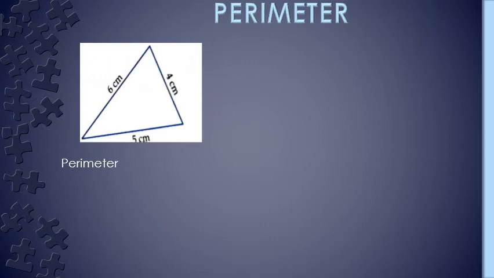So, let us see how we will find out the perimeter. Perimeter is equal to the length of the 3 line segments of this closed figure, and this is 6 centimeter plus 4 centimeter plus 5 centimeter, which is equal to 15 centimeter. So, the perimeter of this closed figure is 15 centimeter. Now, let's come to the next figure.